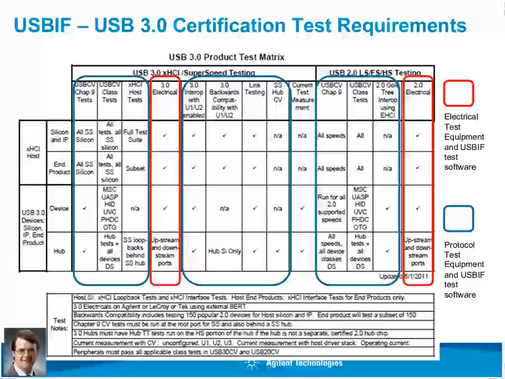So a common question I get is, what are the certification requirements and where do I find those? If you go to the USB-IF website and click on the SuperSpeed USB link, it will show you the certification requirements and test categories for all of the different compliance and interoperability tests that we run at workshops and test labs. This is the product test matrix that you can find on the USB-IF website.